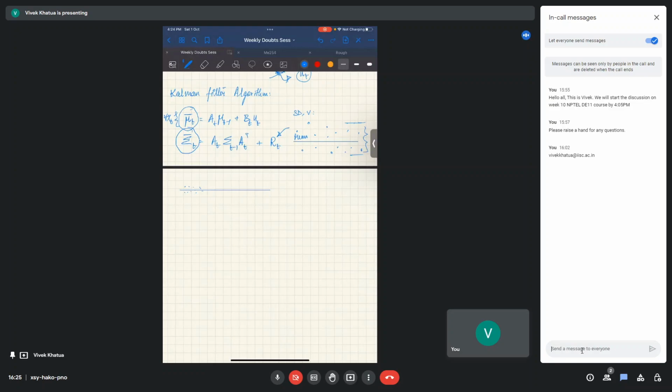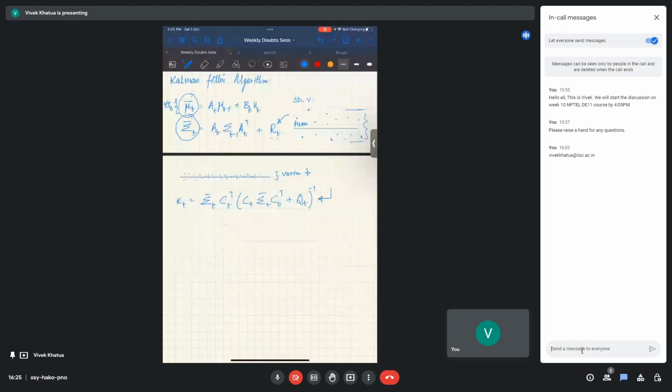You can go through the derivation that is given as a supplementary material in NPTEL. Even I'm not really sure. I've not gone through the derivation of how this gain is coming in. But here you can fairly get an idea of how things are being done. Now we have done a state estimation.